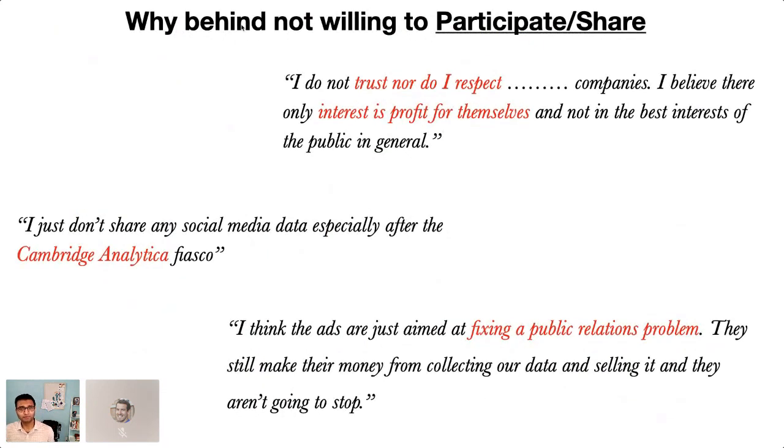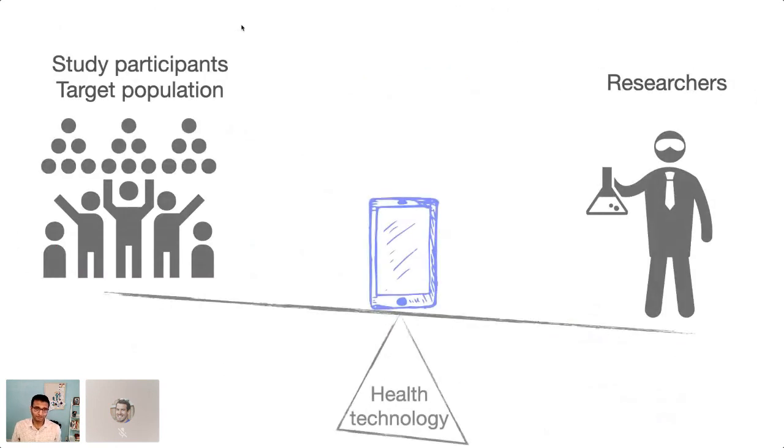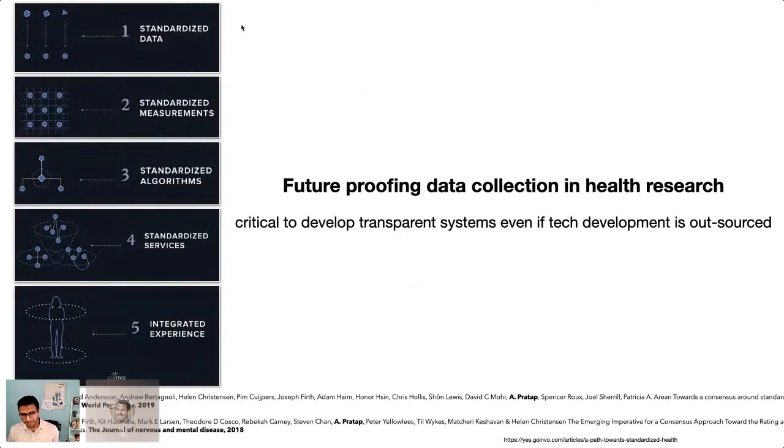And here is what people are saying, right? I mean, this is verbatim. They do not trust. The interest is only for profit, et cetera, et cetera. So it's not my opinion. It's the representation of the population that's talking about this. So as researchers, when we think about technology, we really need to think about how we can balance the study participation and the target population needs with the researchers.